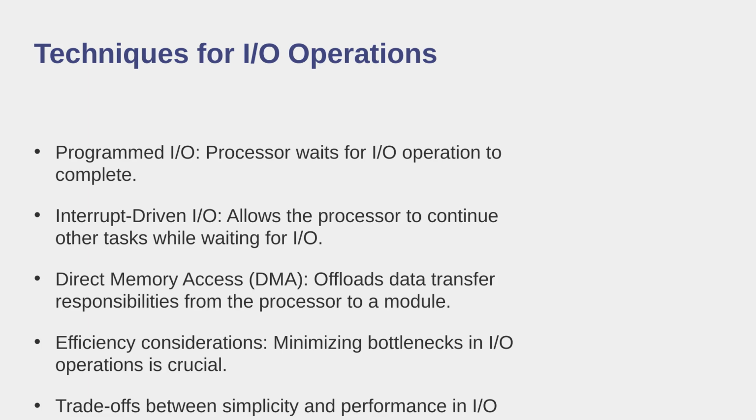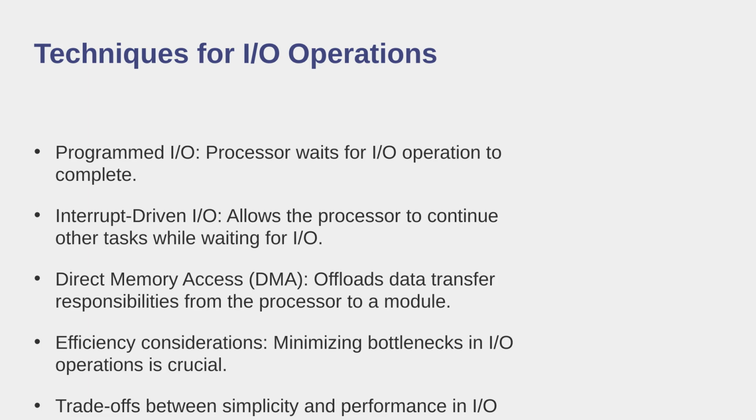Direct Memory Access, or DMA, takes this a step further. A DMA controller can manage data transfers between the main memory and I/O devices without processor intervention, which frees the CPU to perform other tasks. This is particularly beneficial for high-speed data transfers, such as those needed for video processing or large database operations.